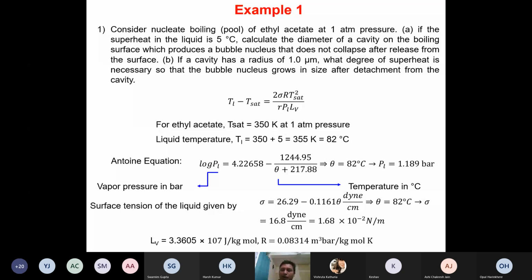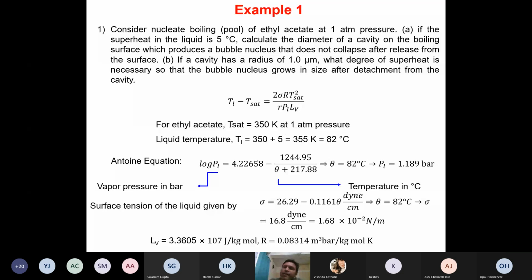to 5. We have calculated sigma, so sigma we can put it here. R we know, saturation temperature we know, that is 350 degrees Celsius. PL we have calculated from these Antoine equations. LV we already know, that is 3.3605 into 10 raised to power 7 joule per kg. If we put all the values, the value of small r, which is nothing but the radius of stable bubble, is obtained as 1.713 into 10 raised to power minus 6 meter. So 1.713 micrometer is going to be the size of the stable bubble.